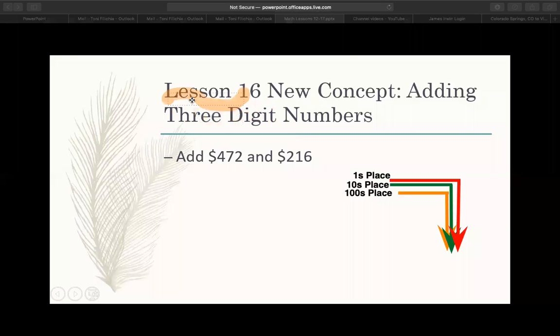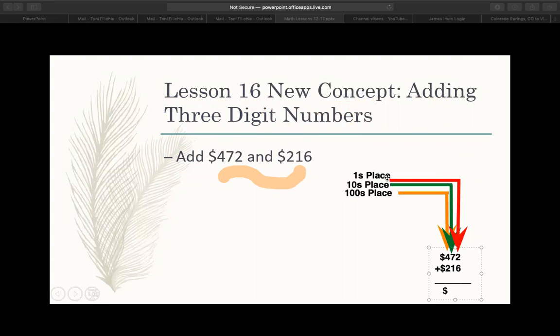All right, so following the little Cheeto here, lesson 16, new concept. Adding 3-digit numbers. Add $472 and $216. Out of these two numbers, which is our greater number? If you said 472, that is right. 472 is greater than 216. So we would write these vertically so we can add them, always putting the larger number on top.